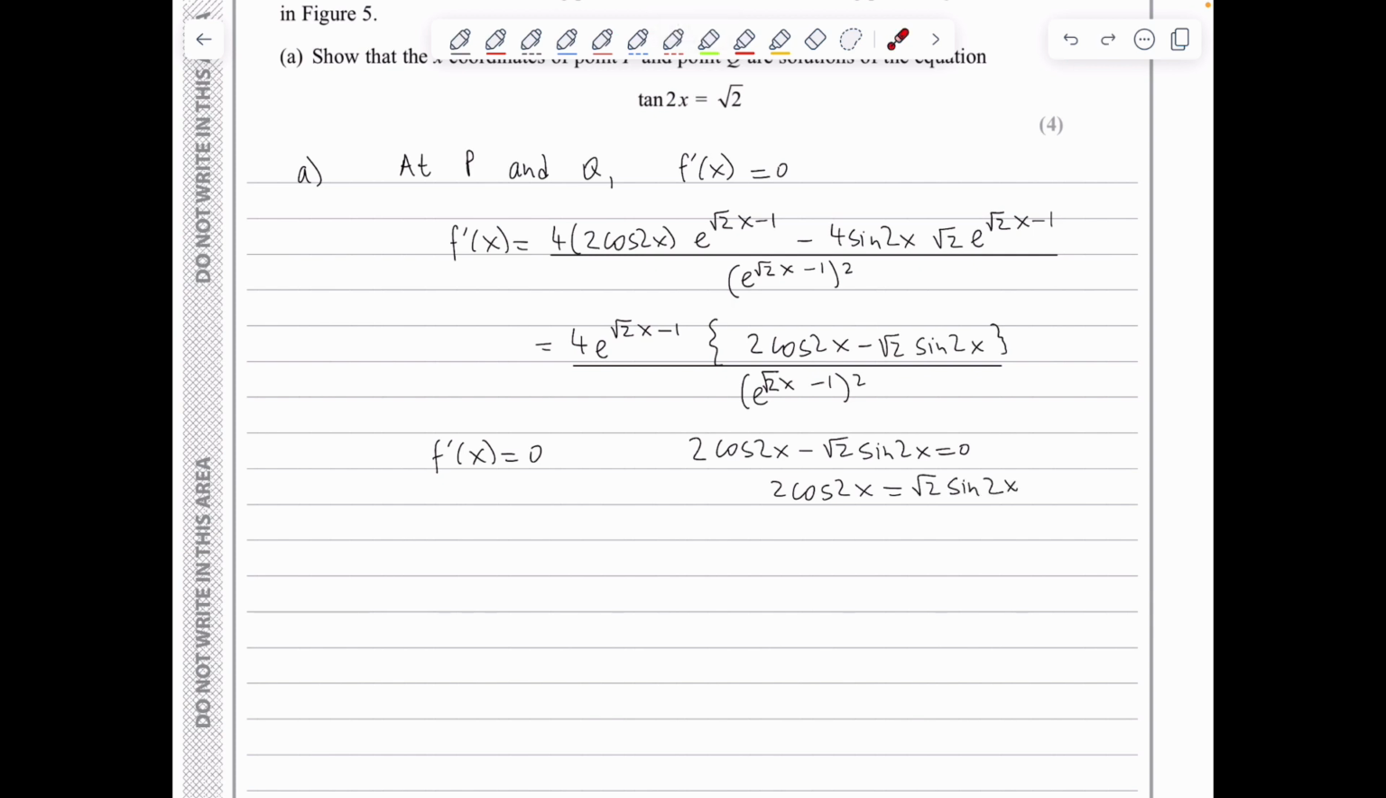Remember, we're trying to arrive at tan 2x is root 2, so I will divide both sides by root 2 cos 2x, because this will give me the tan 2x on the right hand side. So the cos 2x with the cos 2x cancel out, 2 over root 2 is root 2, and on the right hand side the root 2 cancels out, and sine over cos is tan, so we get that tan 2x is root 2 as required.